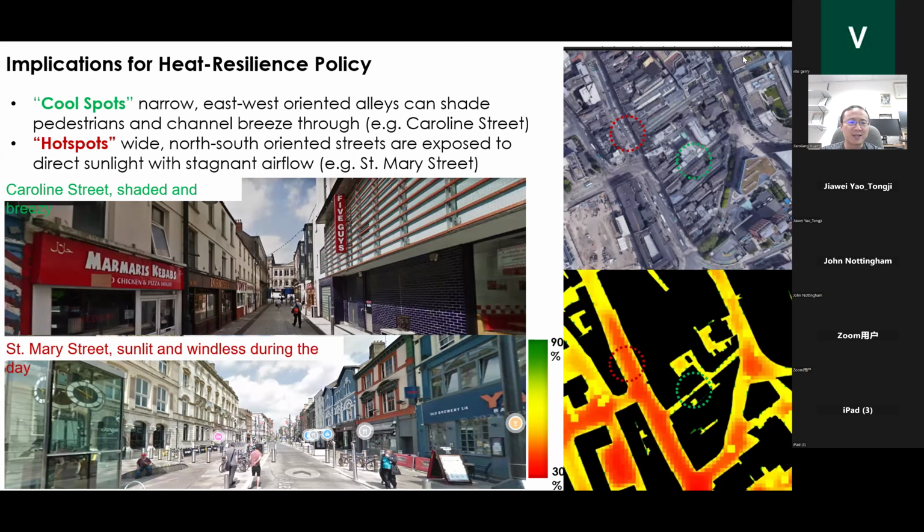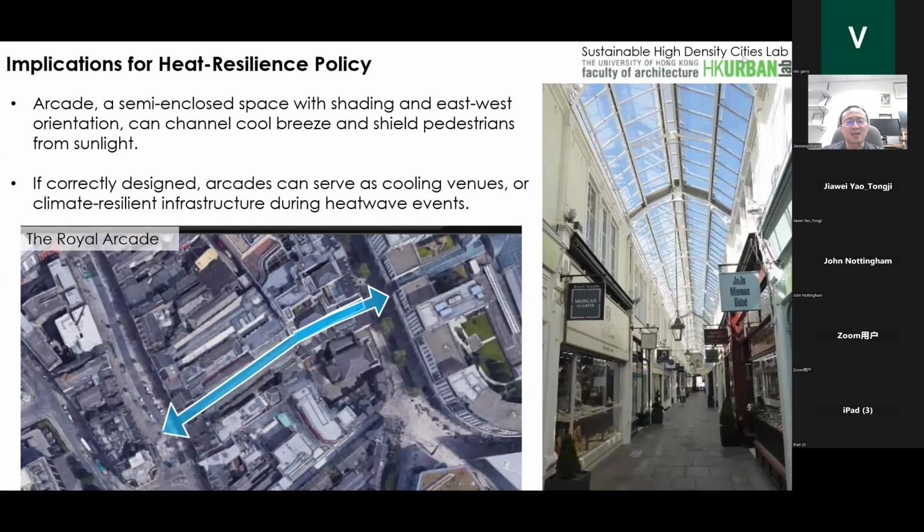Then we are also looking into traditional typologies such as the arcade. As one example, the Royal Arcade, perhaps as future shelters for residents if you don't have air conditioning at home, which is actually very uncommon in the UK or elsewhere in Europe. And then people perhaps can take refuge during very hot days, perhaps in shopping malls, perhaps in arcades, so they serve as contingency venues.